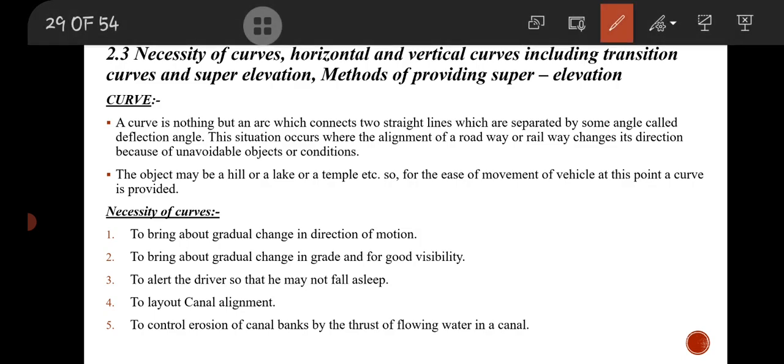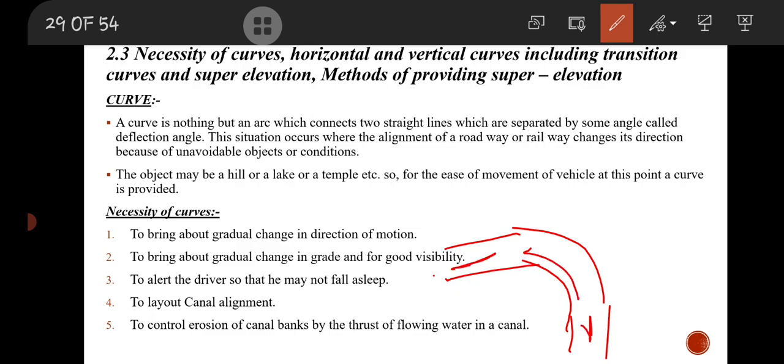So what is a curve? A curve is a road geometry which is used to change the direction of a vehicle on a road. Means these are two straight roads, and we introduce a curve to change the direction of the vehicle.